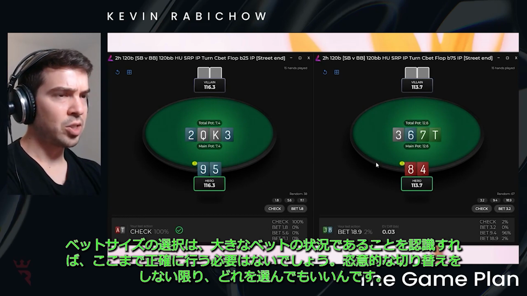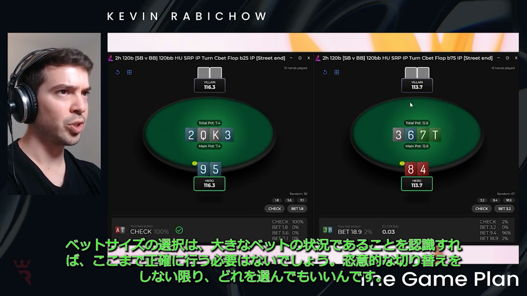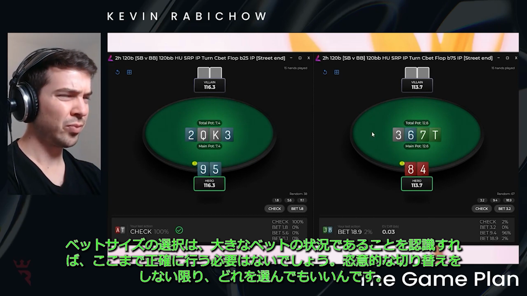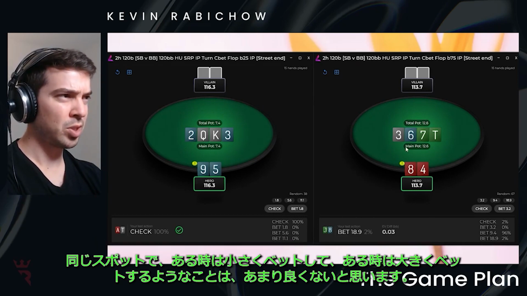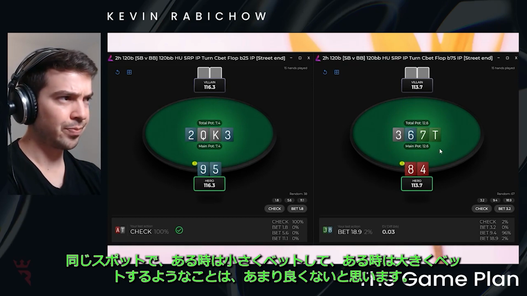There's no need, by the way, to be this precise with bet sizing choice. As long as we recognize it's a big betting situation, I don't care too much which one you pick. As long as you're not arbitrarily switching between them, where you bet small sometimes in the same spot and bet big other times, that would be less good.